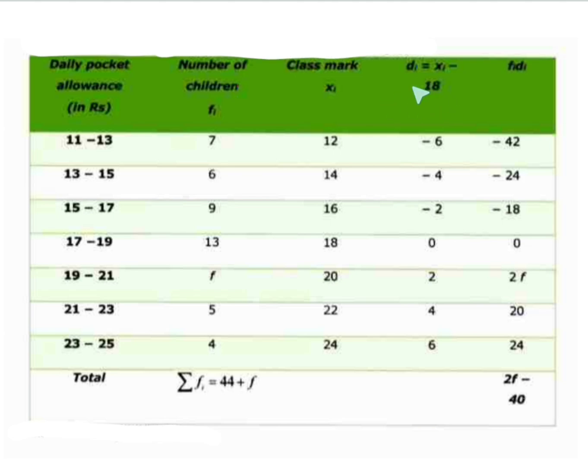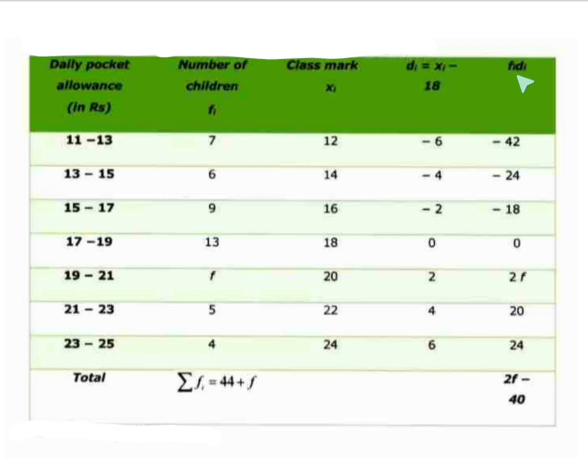Now subtract: d_i is equal to x_i minus 18. What is x_i? 12 minus 18 is minus 6. 14 minus 18 is minus 4. 16 minus 18 is minus 2. 18 minus 18 is 0. 20 minus 18 is 2. 22 minus 18 is 4. 24 minus 18 is 6.